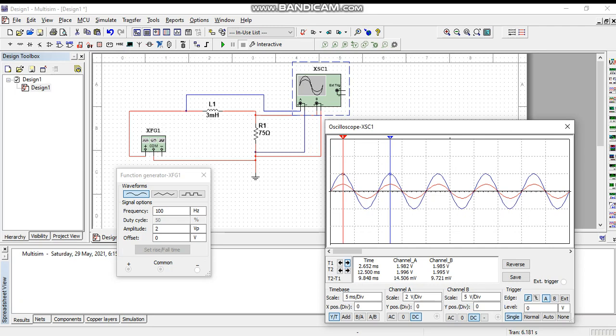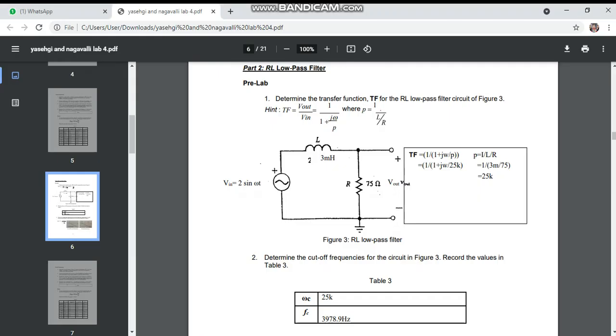And for V in, we obtain 1.99 volts. So when the frequency is 100, the V out is 1.995 volts. Same goes here: the time difference is 10.038 milliseconds. So we use this to calculate the phase difference.